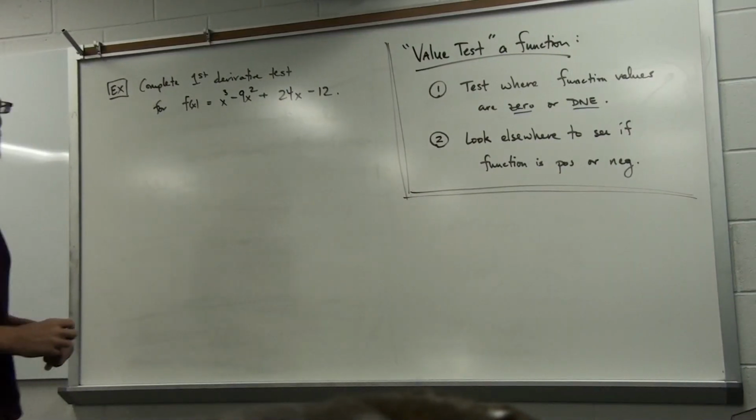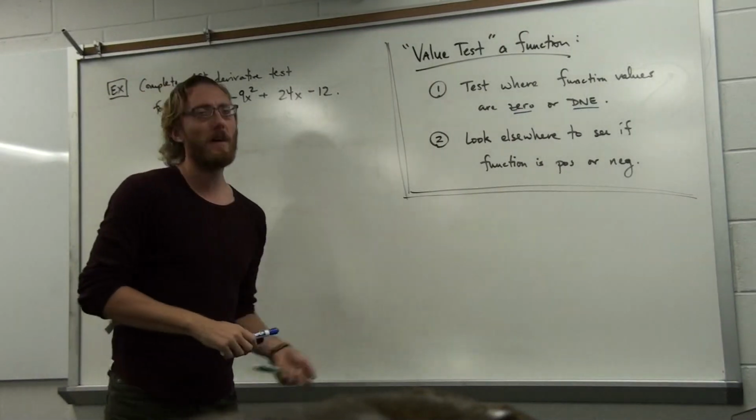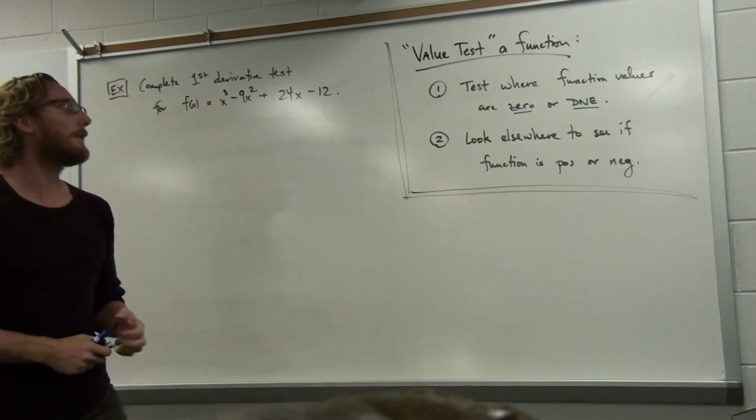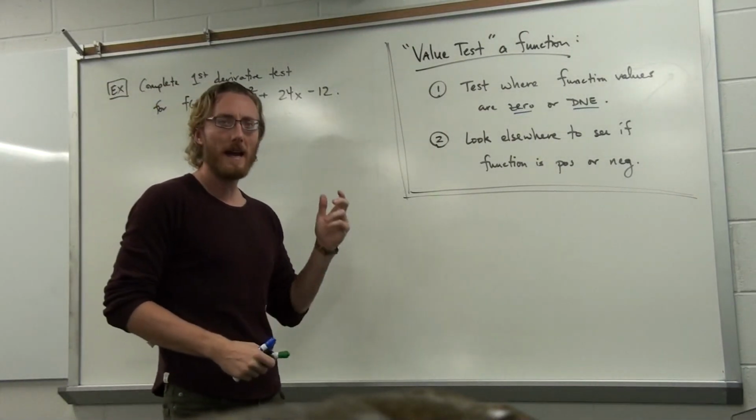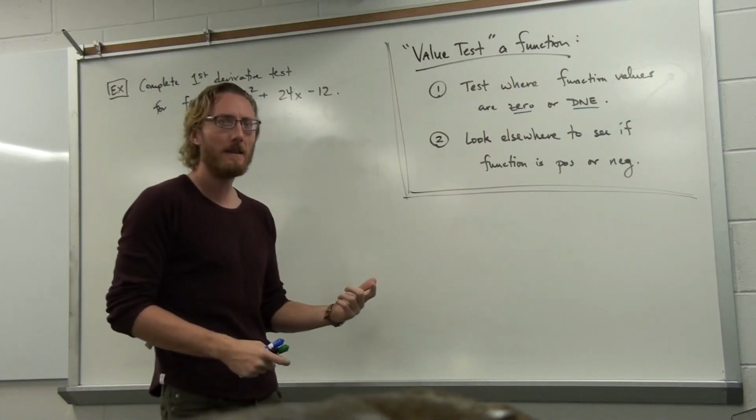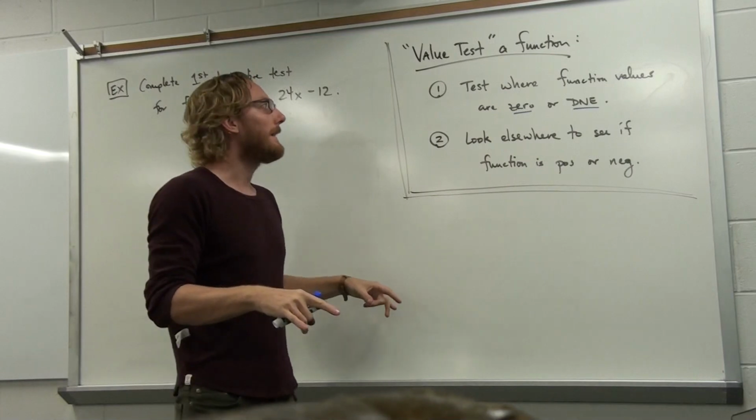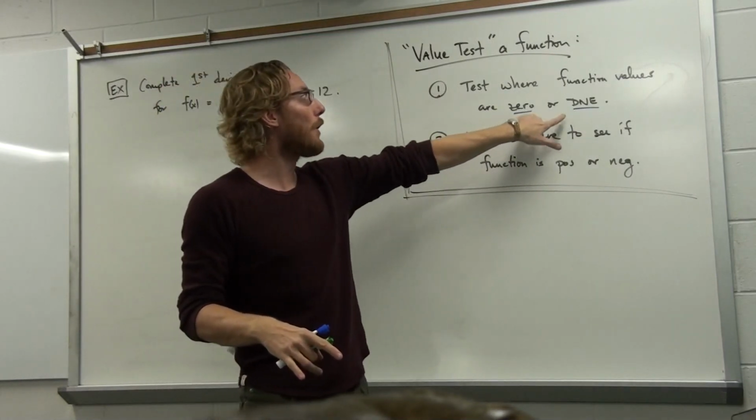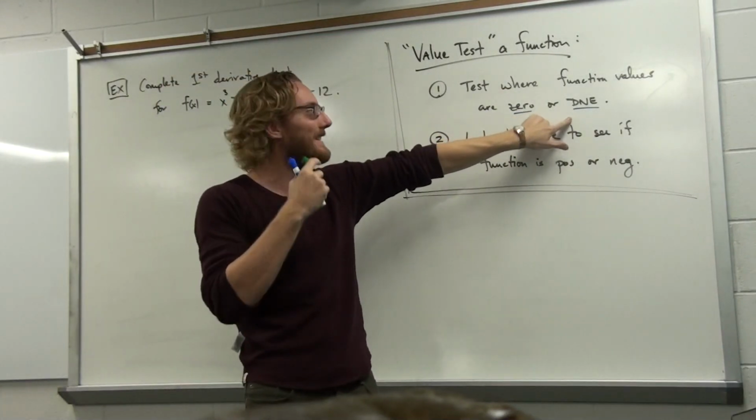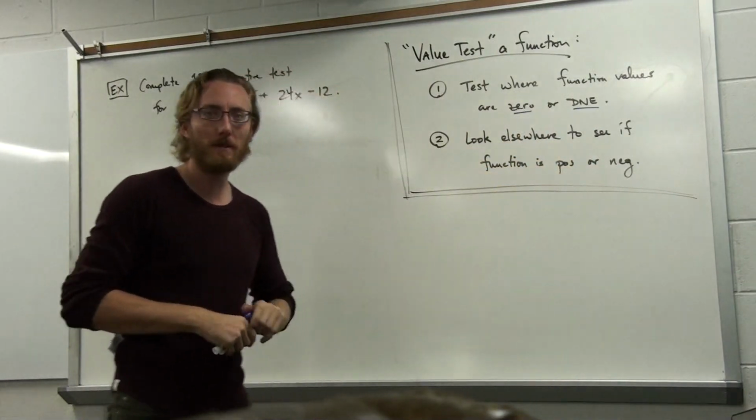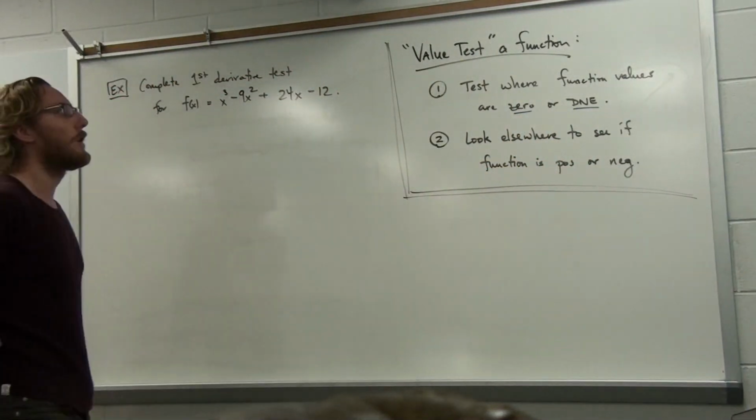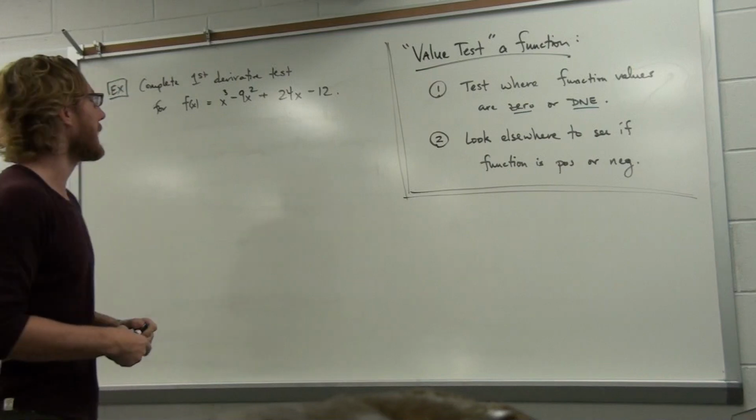Okay, so in the last video we talked about how to value test a function. In particular, test where the function has a value of 0 or doesn't exist. Then use those values to look elsewhere. If you know where the function value is 0 or doesn't exist, everywhere else the function value must be positive or negative. And then you can find an idea of where the function is positive or negative.